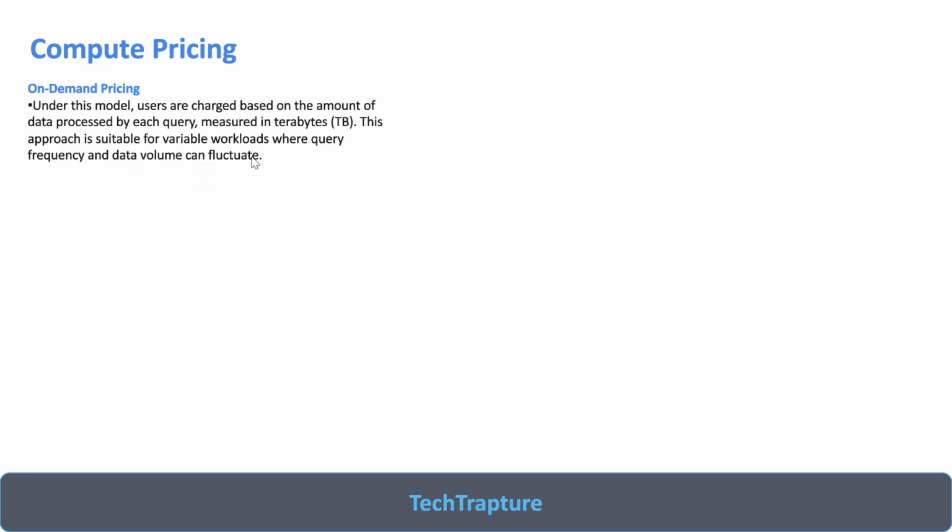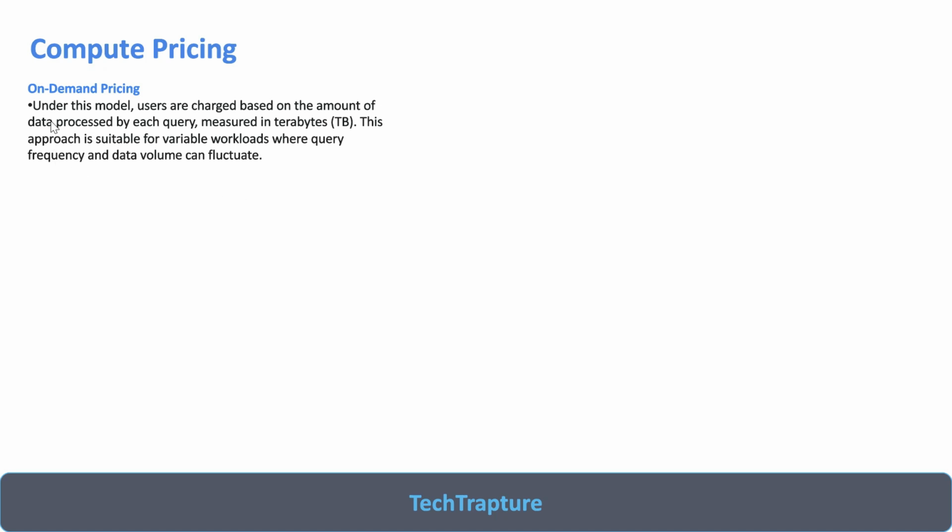Under this model, users are charged based on the amount of data processed by each query. We just saw in the current query, this is measured in TB, so the cost is per TB. In our latest query we saw we were fetching 18 GB of data for a single query. Per month, it is calculated how many terabytes of data you fetched, and your costing will be based on that per-terabyte unit. This approach is suitable for variable workloads where query frequency and data volume can fluctuate.